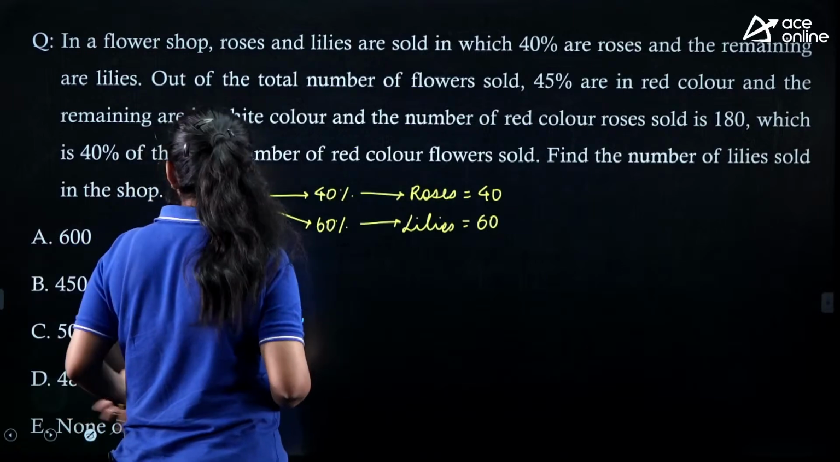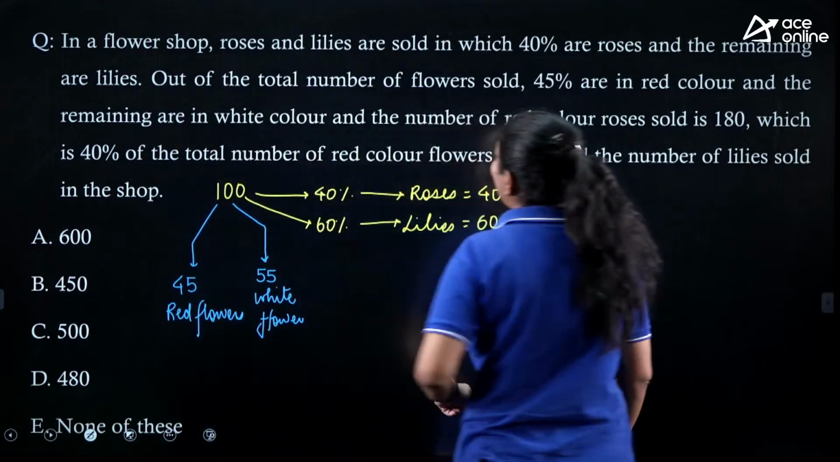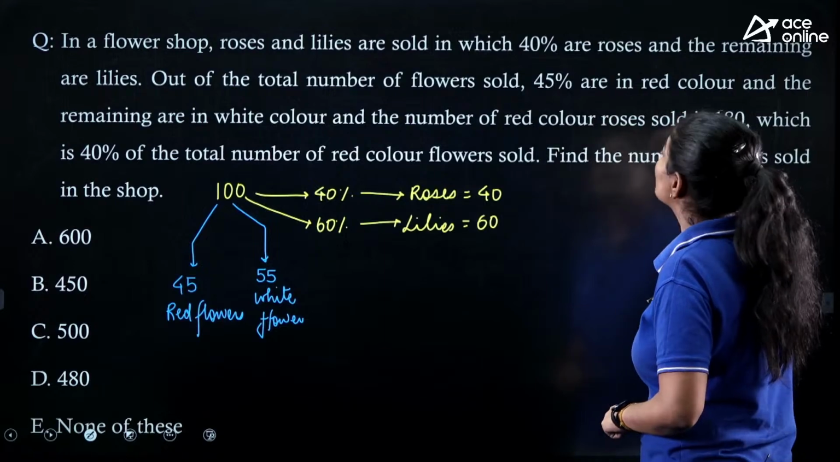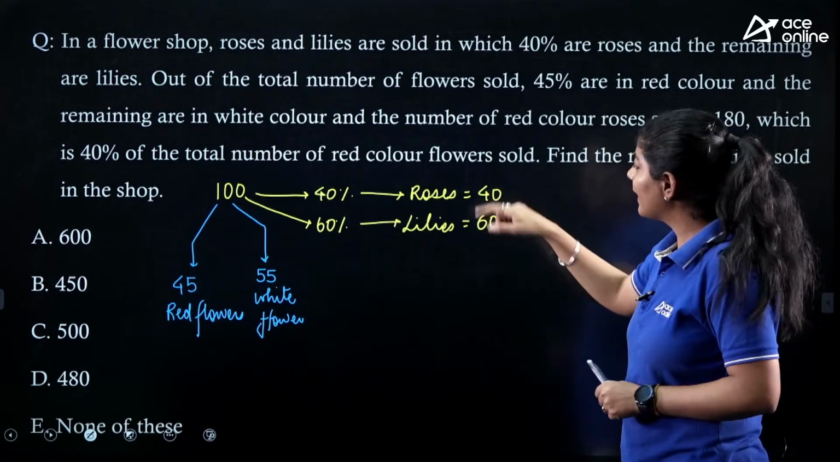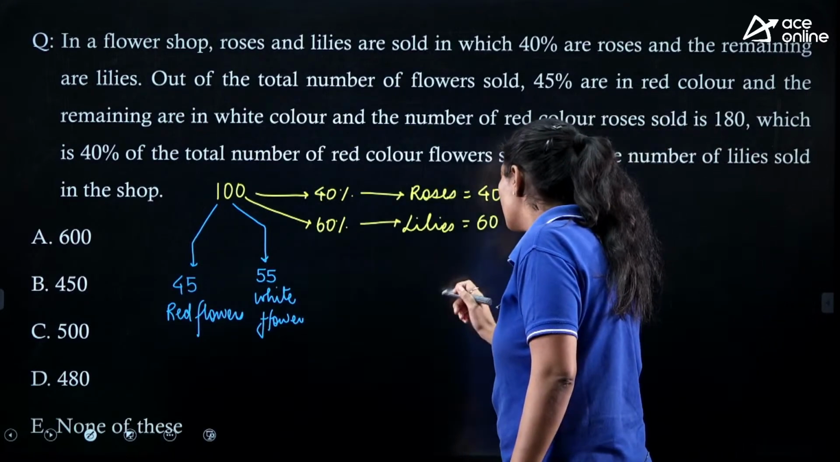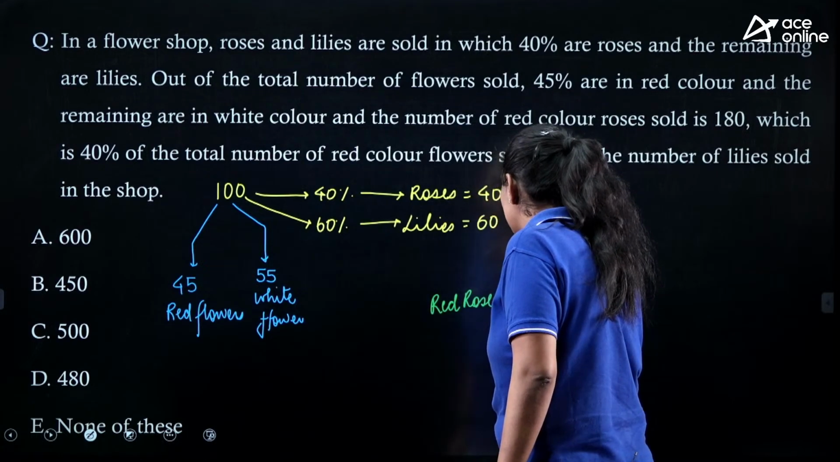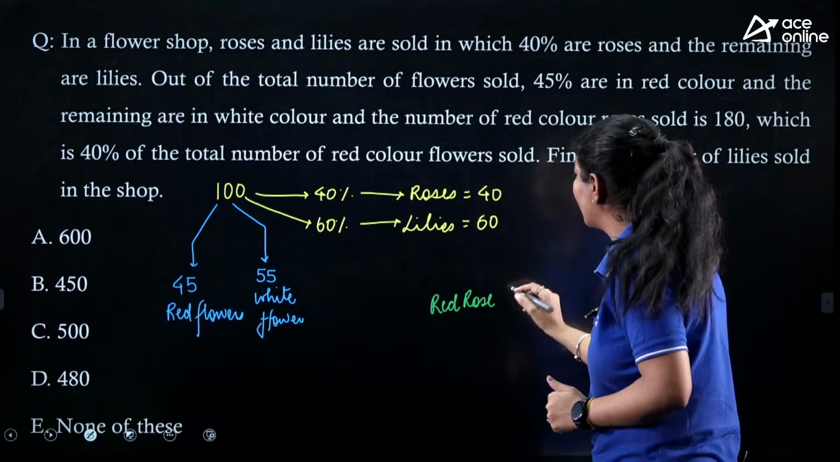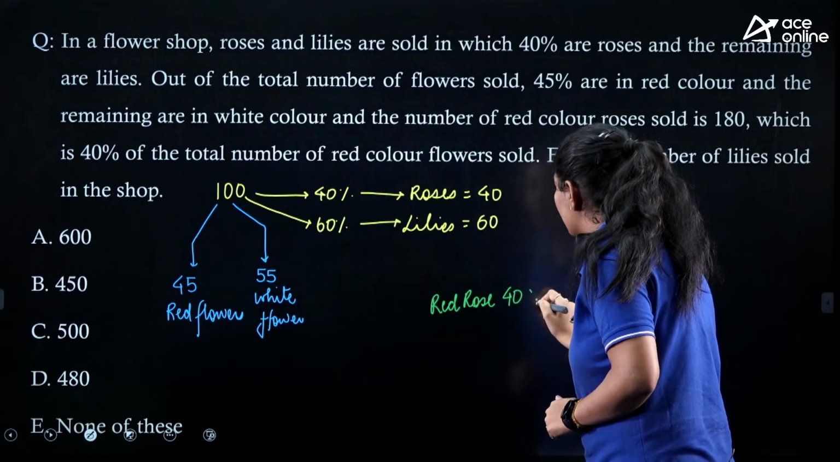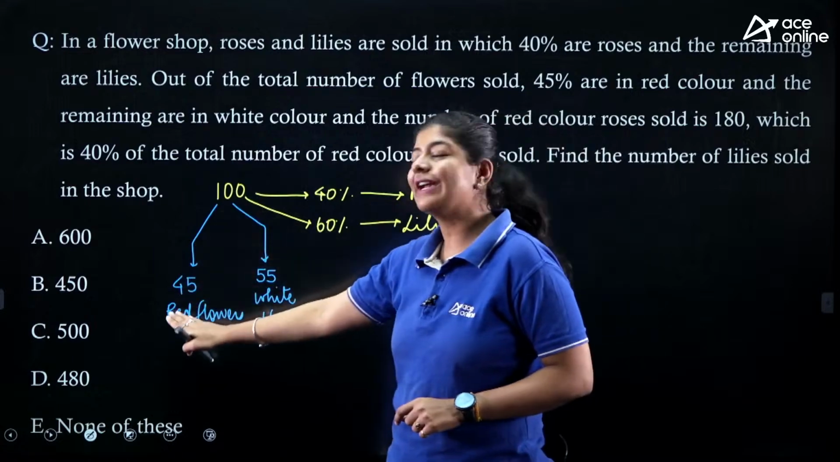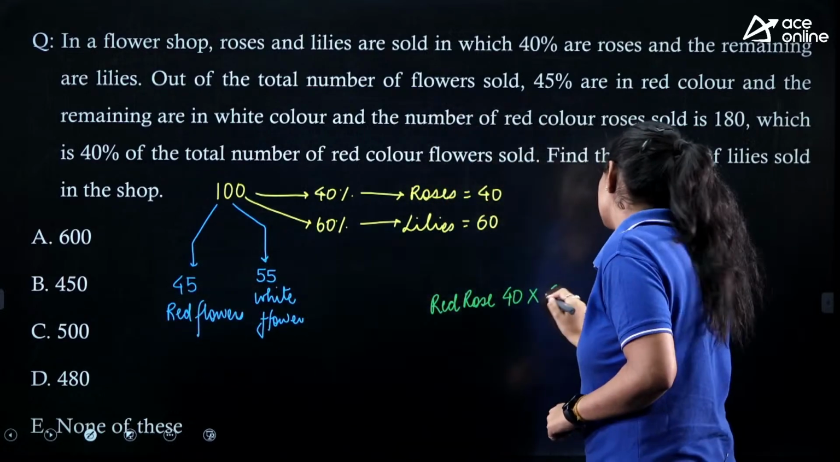Now, after this, the question is saying that the number of red color roses sold. How many roses are we having? 40. So we can say that if we have to find out the red roses, initially according to this one we are having 40, right? 40 red roses, and how many red flowers are we having? 45%.